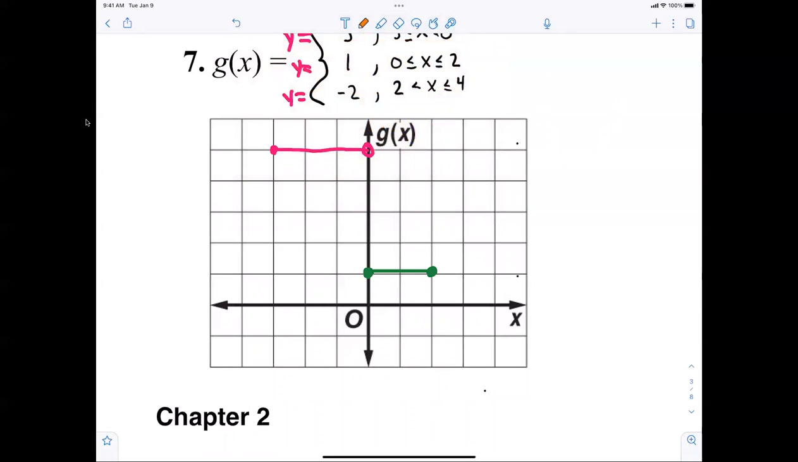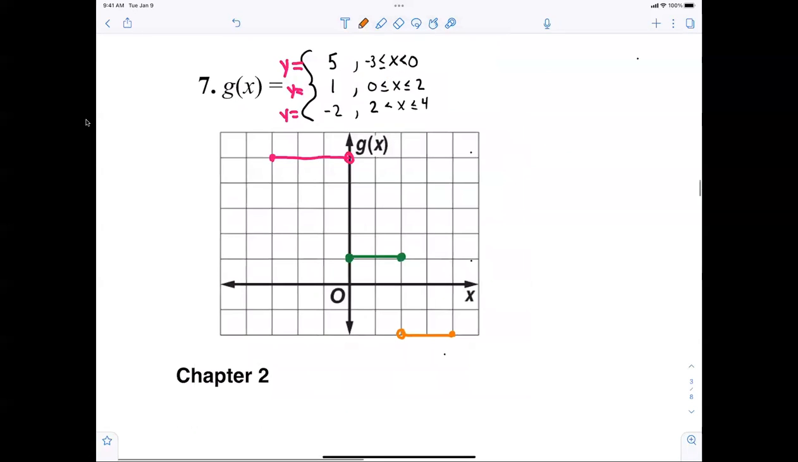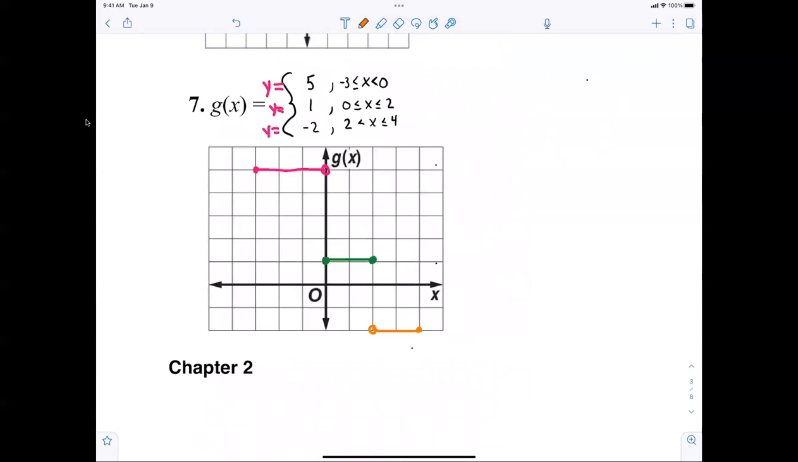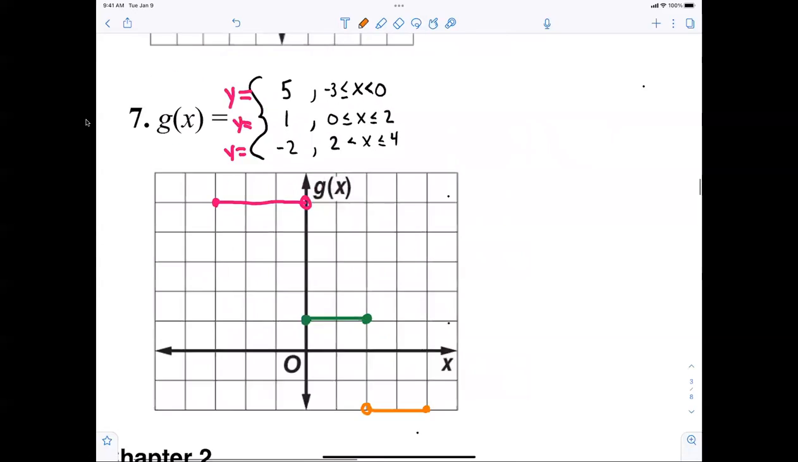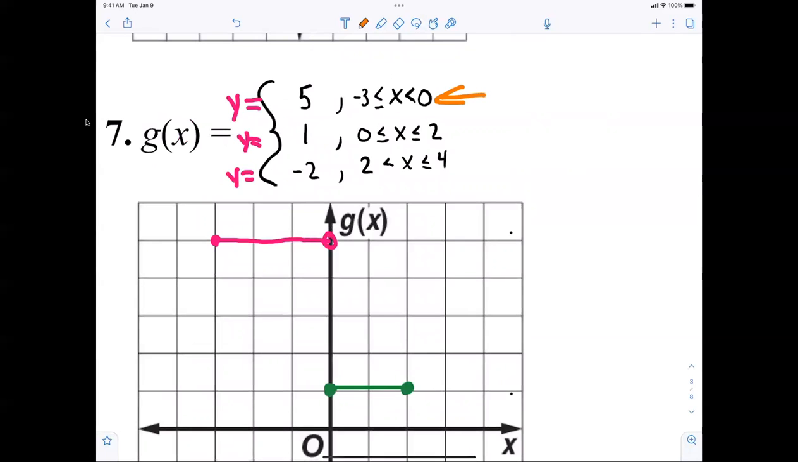So -2, open circle. Then we go until 4. Solid dot at 4. And like I said, guys, honestly, that is it. And that's, believe it or not, really hard. I don't know why, but people find that really hard. It's just following directions. These are the X values that we're using to graph this.